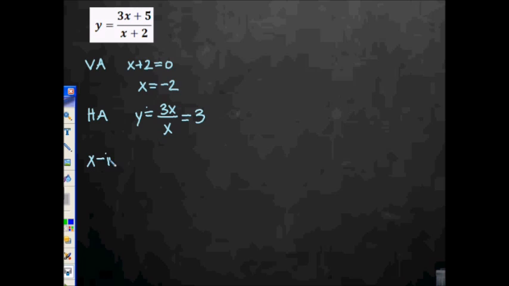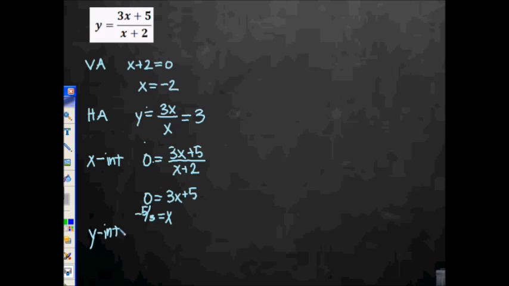Let's look at our x-intercepts. The x-intercept is what I get when I put 0 in for y. So I'm going to say 0 is equal to (3x plus 5) all divided by (x plus 2). When I solve that, I'm going to multiply my x plus 2 to the other side. And so that will be 0 is equal to 3x plus 5. And when I solve that, I'll subtract my 5 over, divide by 3, and so I will have negative 5/3 as my x-intercept.